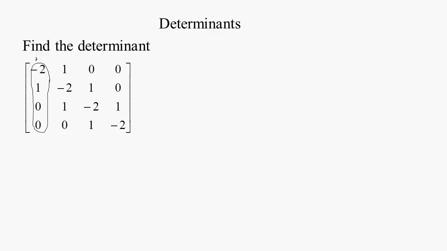The negative 2 is in a plus position, the 1's in a minus position. So since the negative 2 is in a plus position, I won't mess with its sign. And it's negative 2 times the determinant of what you get when you cross out the row and column that negative 2 is in, which is negative 2, 1, 0, 1, negative 2, 1, and 0, 1, negative 2.